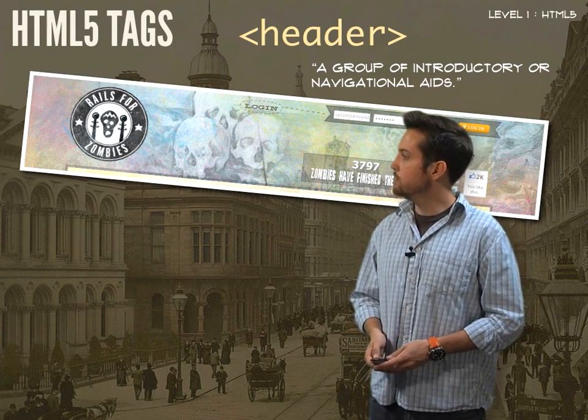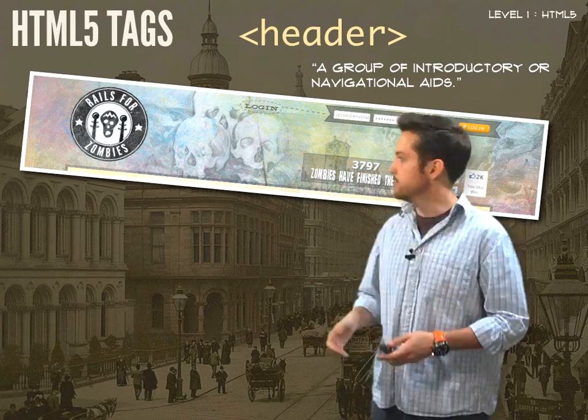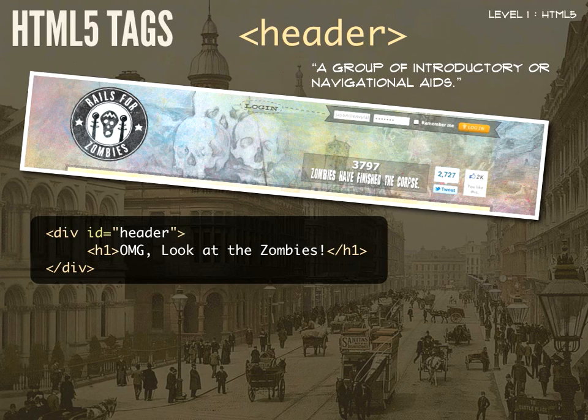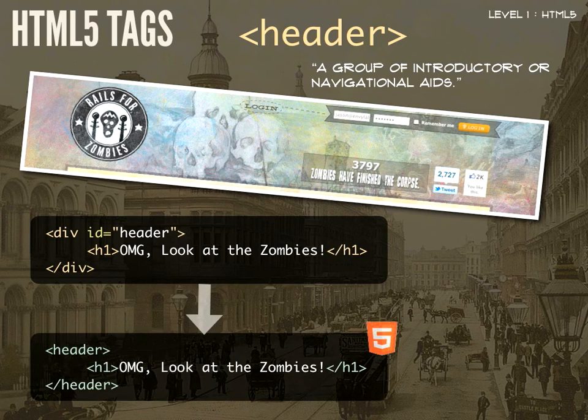So previously we might have mocked up the header something like this, div ID header with an H1 "OMG look at the zombies." Now this is still valid HTML and it works perfectly. But in HTML5, we now have the option to organize this a little bit better and more intuitively. It might look something like this, where we add our header tags, keep the H1.